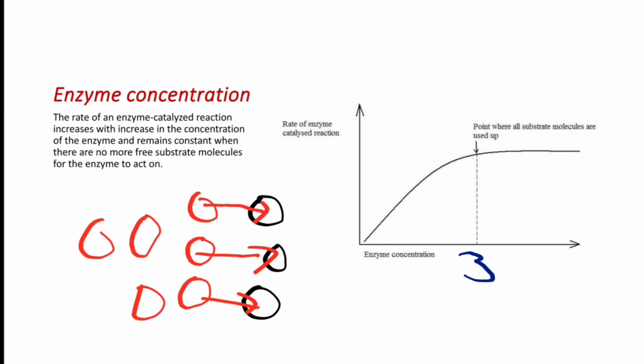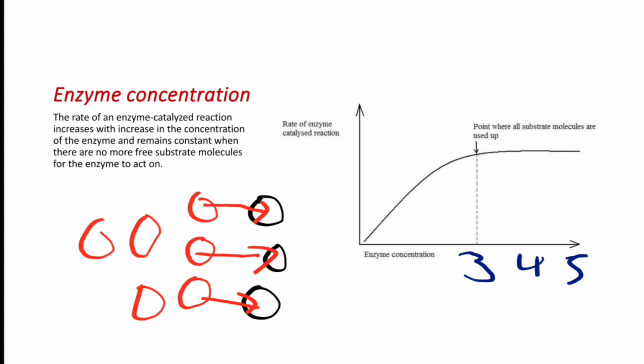So when we just reach 3, that's all, because the 3 now have occupied all the substrates. So when we introduce other enzymes, nothing will happen. Are you following? So if we introduce the 4th enzyme, nothing will happen. If we introduce the 5th enzyme, nothing. The reaction will remain constant, because the new enzymes that we are introducing are not finding any available substrate for them to act on. So the reaction will just be constant.